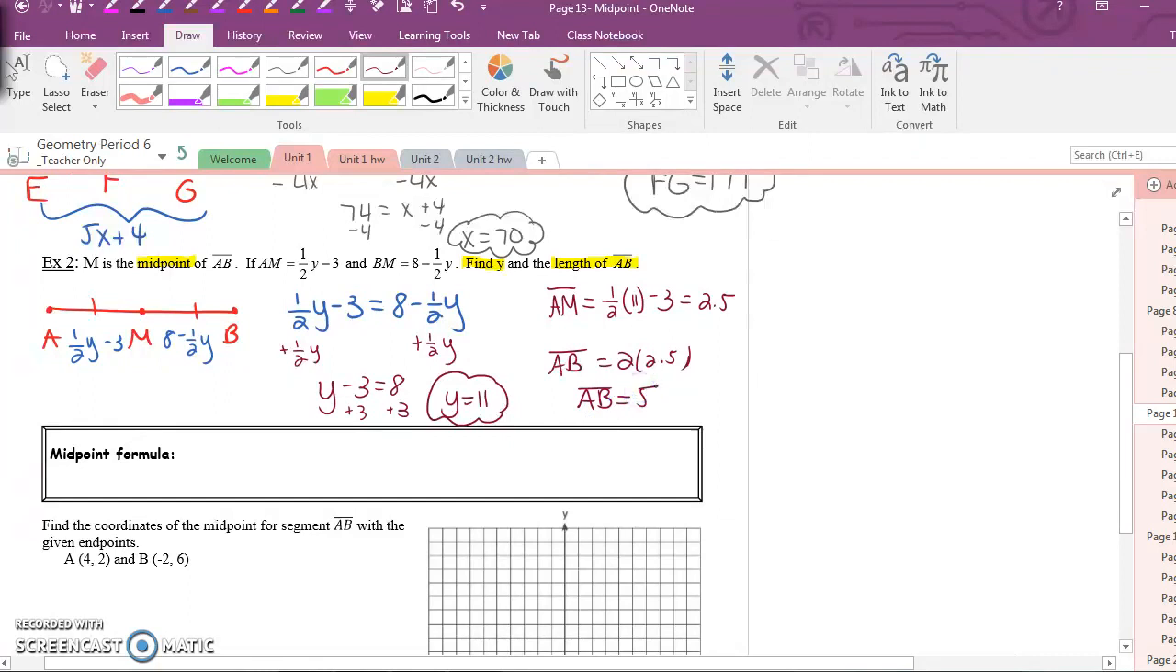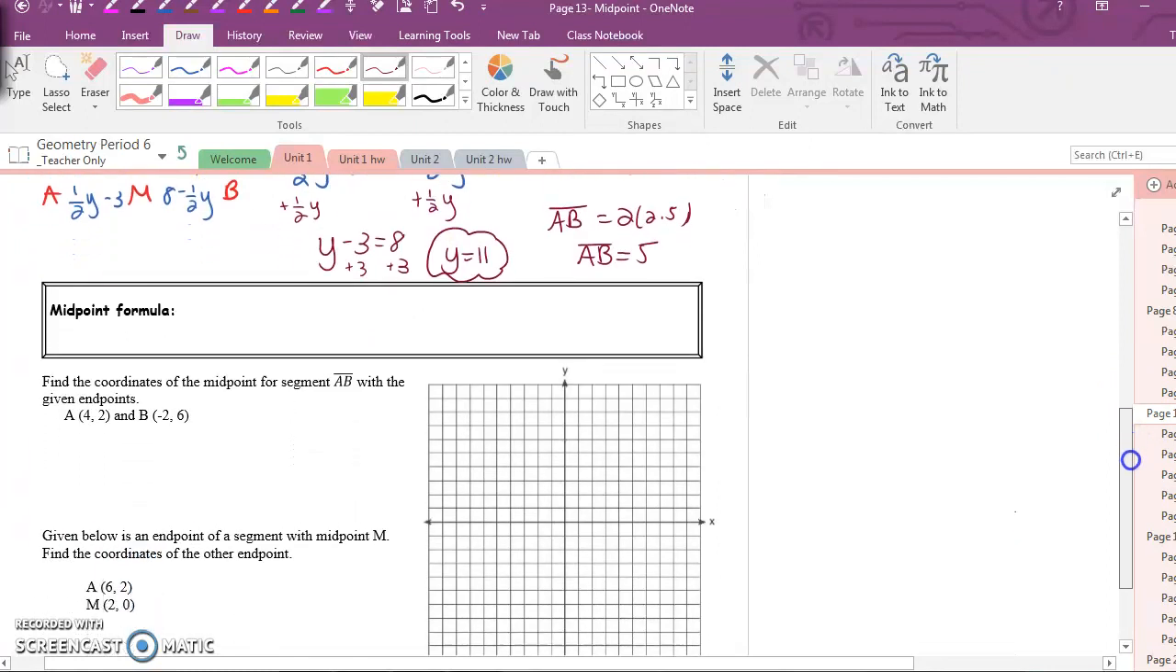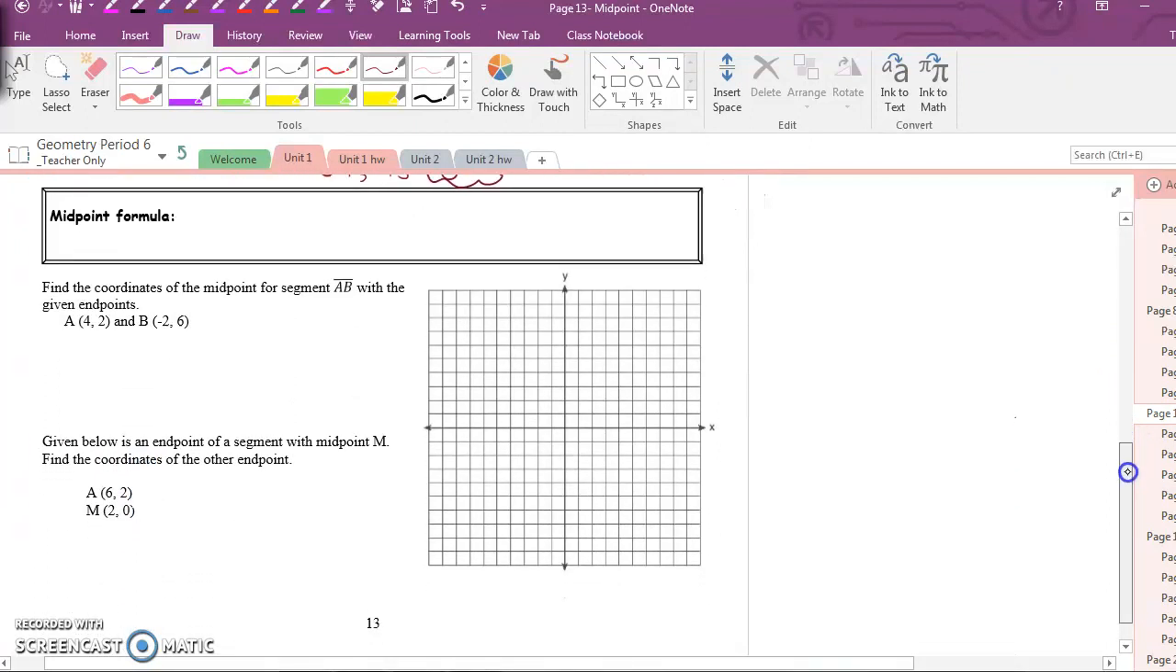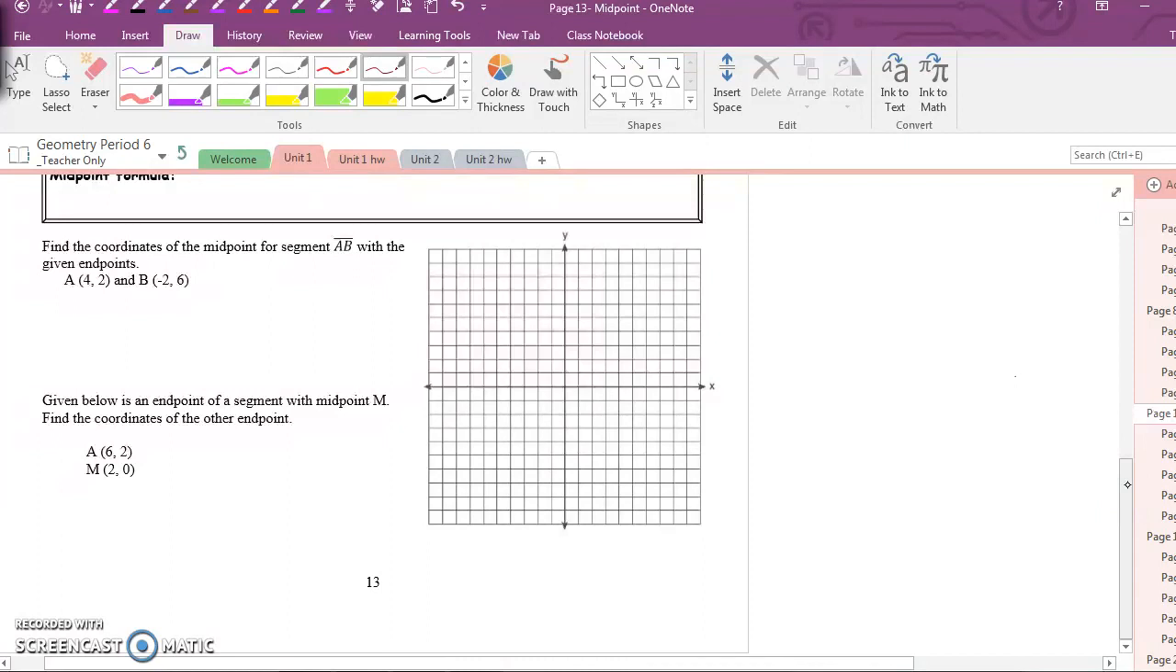Good. Now let's talk about midpoint with a coordinate grid. So we're going to actually skip the box here for a second before we do the formula and go down and read the example that's underneath the box to yourself. When you're done reading, go ahead and plot those points and make sure you use a straight edge ruler to connect them. So the midpoint is going to be the point halfway between A and B.